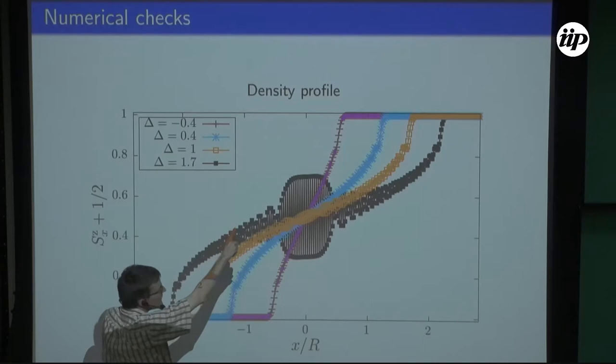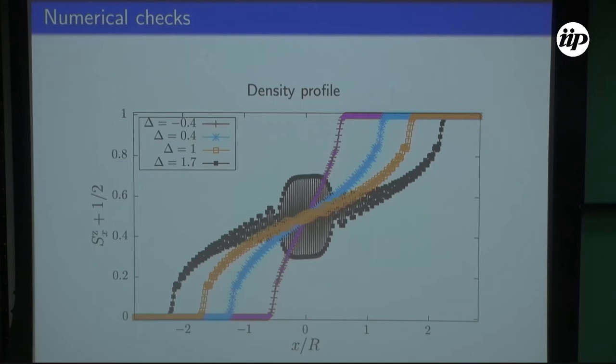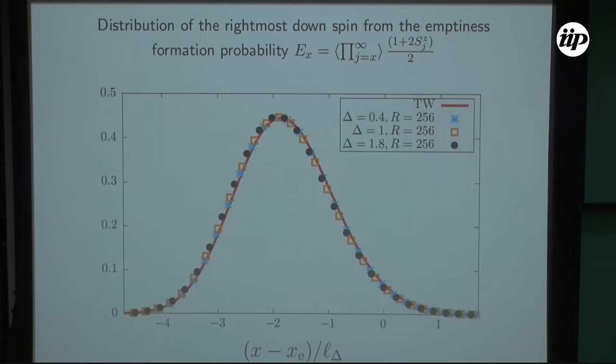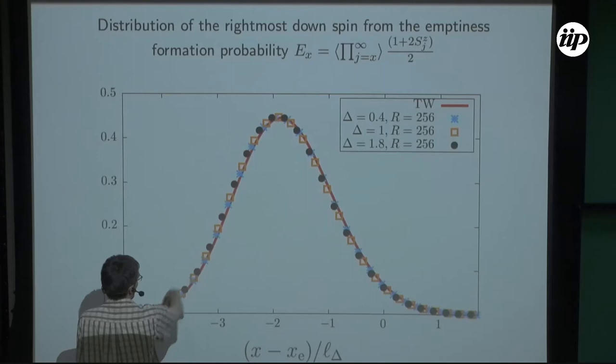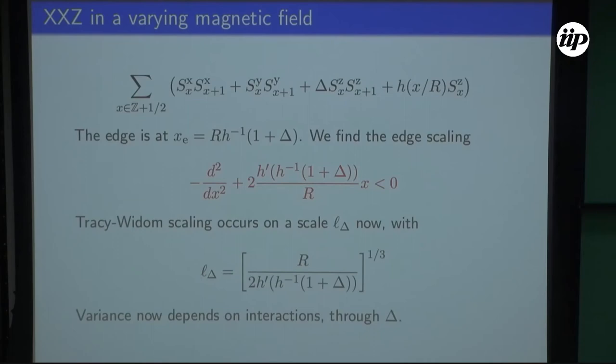If I look at this distribution, I will find that it goes to Tracy-Widom. This is a plot where I look at the distribution of the last down spin for various interaction parameters, and you see it goes very nicely to Tracy-Widom. The ground state I found using DMRG. Here I really rescale, so in principle not all those points are on the same scale. They are on the same scale because I used this L delta, which depends on delta, to put them all on the same curve. So it's a test of this argument, because the argument predicts how you need to rescale.